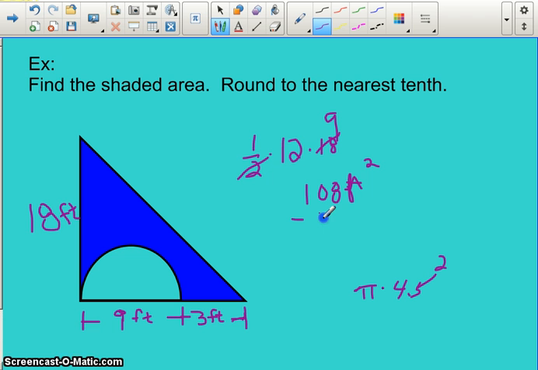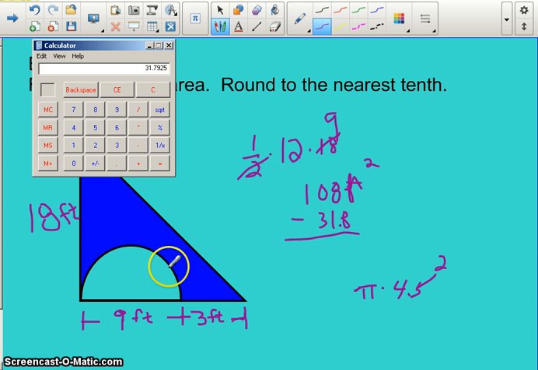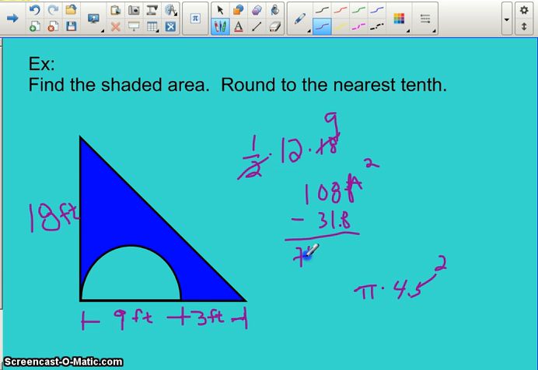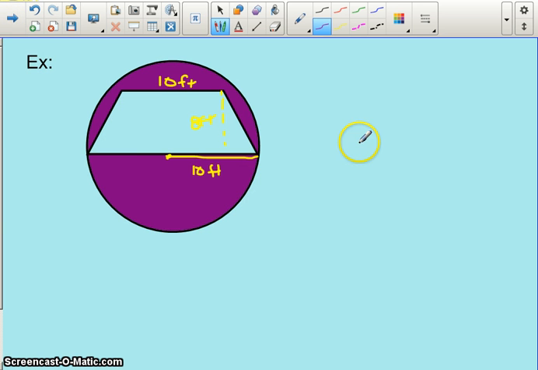Now I need to subtract the 31.8 from the 108. So 108 minus 31.8 equals 76.2 feet squared. Notice I'm always labeling my units in feet squared on area to get my final answer.